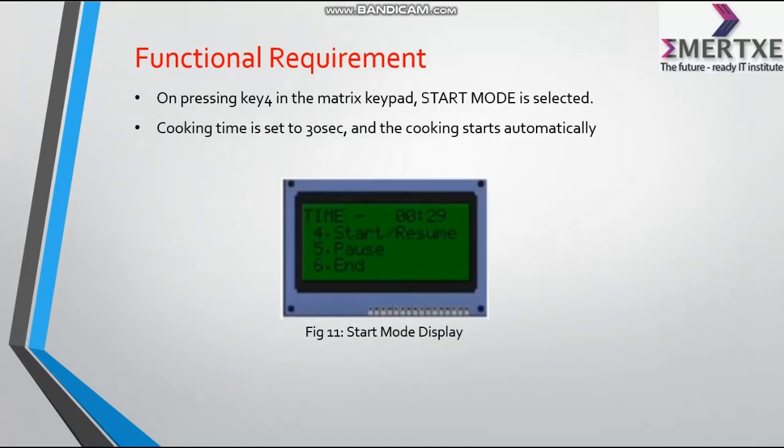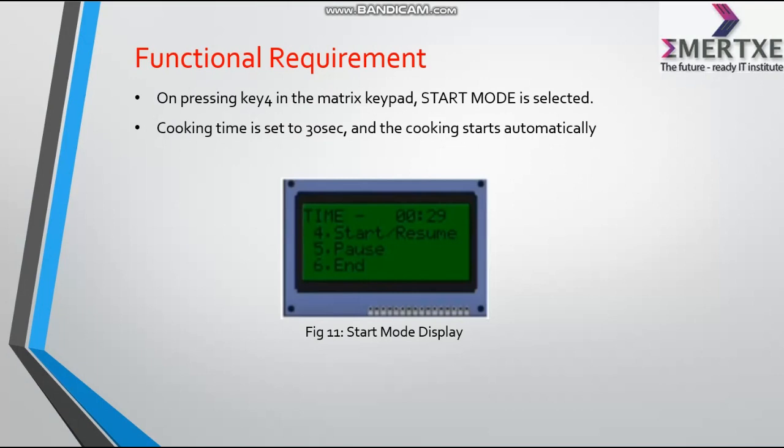Next, functional requirement. On pressing key number 4 in the matrix keypad, start mode is selected. Cooking time is set to 30 seconds, and cooking starts automatically.